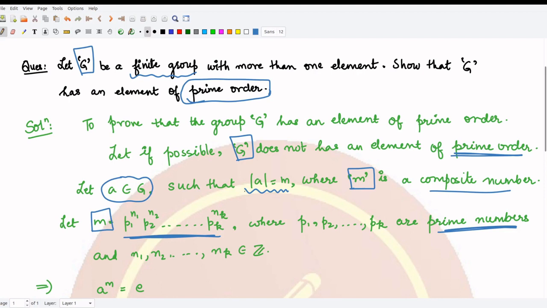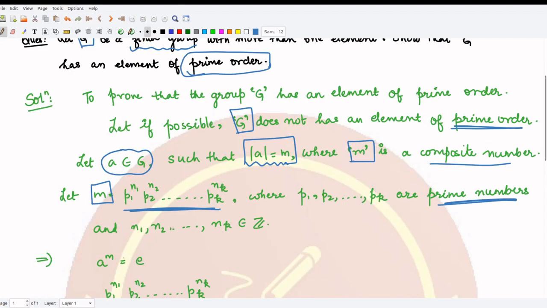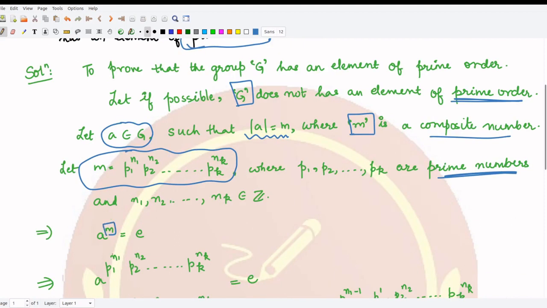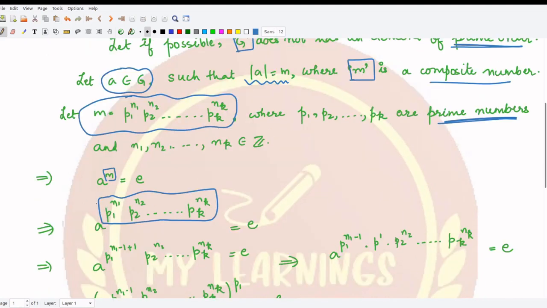Now because we have assumed that the order of A is M, A raised to power M is equal to E. And M is given to be P1 raised to power n1, P2 raised to power n2, and so on up to Pk raised to power nk. So in place of M, you can write this product. Now, in the power of P1 you can subtract 1 and add 1. There is no issue because together they are nothing but 0. So that is quite obvious, and this is what we have done over here.